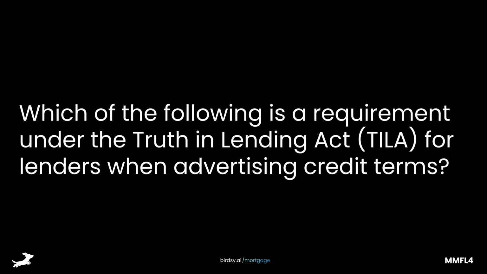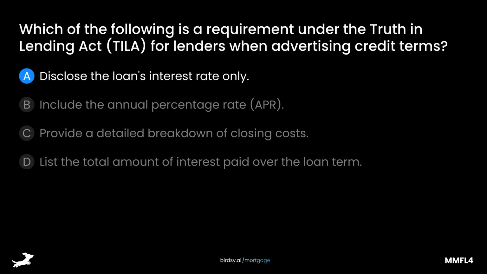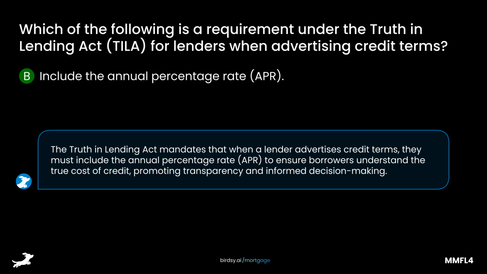Which of the following is a requirement under the Truth in Lending Act for lenders when advertising credit terms? Is it A, disclose the loan's interest rate only, B, include the annual percentage rate, C, provide a detailed breakdown of closing costs, or D, list the total amount of interest paid over the loan term? The answer is B, include the annual percentage rate. The Truth in Lending Act mandates that when a lender advertises credit terms, they must include the annual percentage rate to ensure borrowers understand the true cost of credit, promoting transparency and informed decision-making.